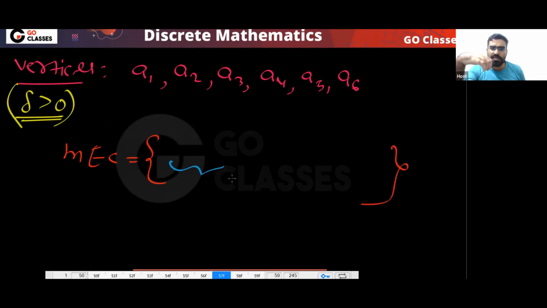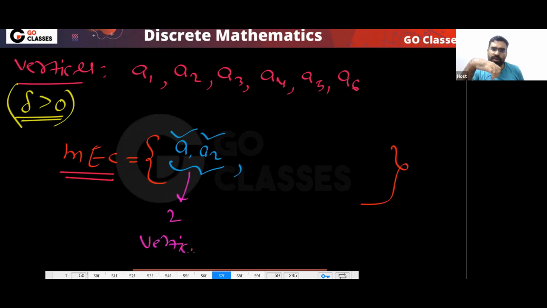You can notice one edge will cover 2 vertices. Yes or no? If I take one edge, then 2 vertices will come, so these 2 vertices are gone. One edge will give you 2 vertices. So minimum how many edges do we need to cover all the vertices? Minimum we need 3, because one edge will give you 2 vertices.